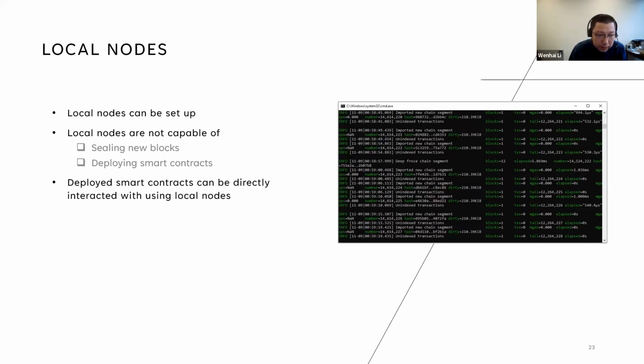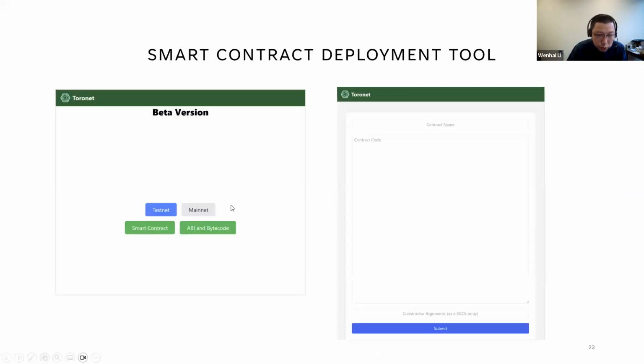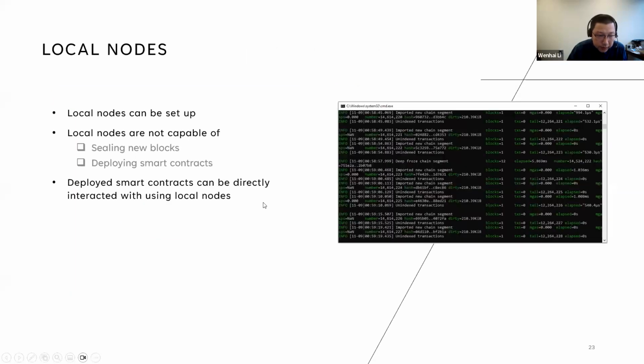If you want to deploy a smart contract, you need to go through a review process with our team. If we make sure that you are ready, then from this tool here we will provide an authorization code so you can deploy the smart contract on the mainnet.